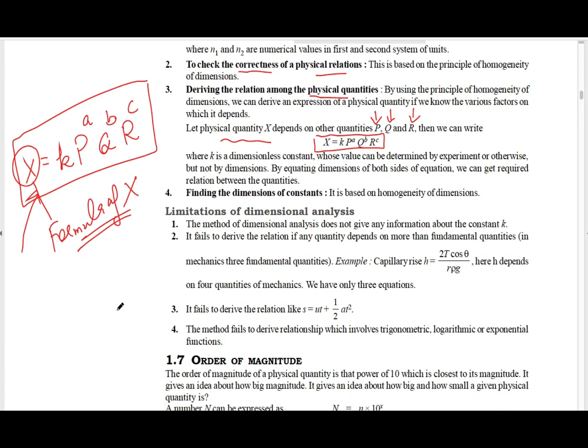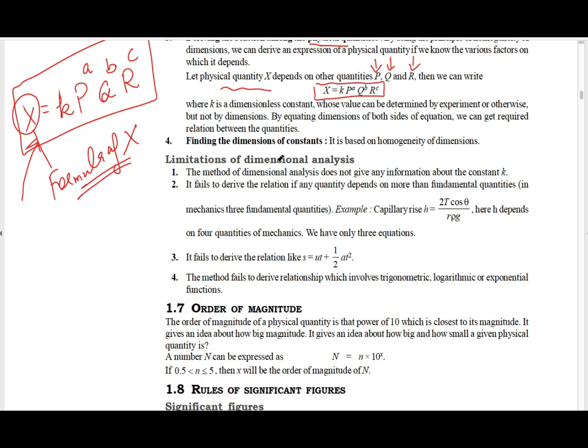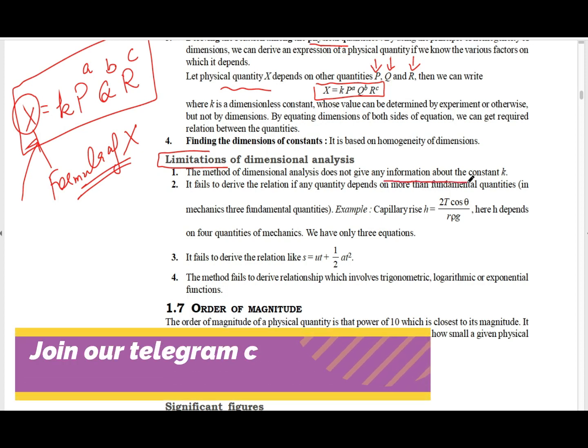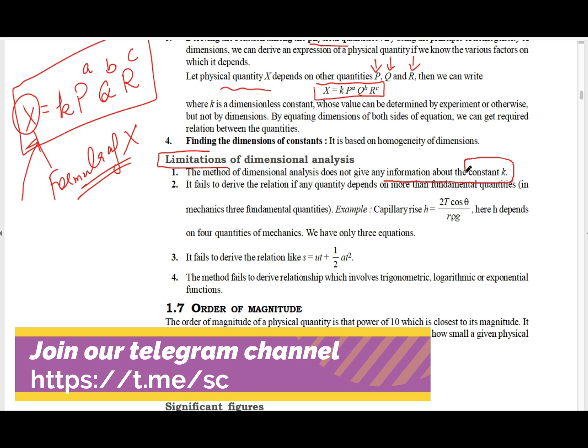There are some limitations of dimensional analysis. What are these limitations? This method does not give any information about the constant k. This constant k can be any dimensionless physical parameter, and with the help of dimensions we cannot find out the value of this constant k.